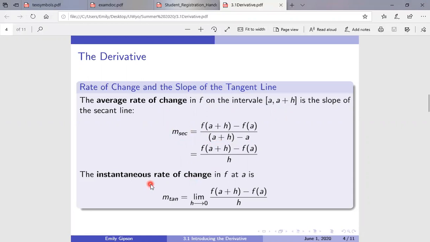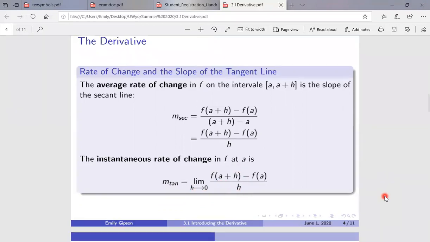So the instantaneous rate of change in f at a is the slope of our tangent line, provided the limit exists. It's the limit as h approaches 0, right? We want that distance between x and a to go to 0, of f of a plus h minus f of a divided by h. So we saw an example in the previous lecture with x's and a's. So let's look at an example with h's and a's.